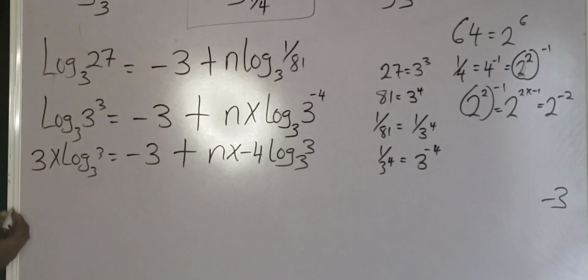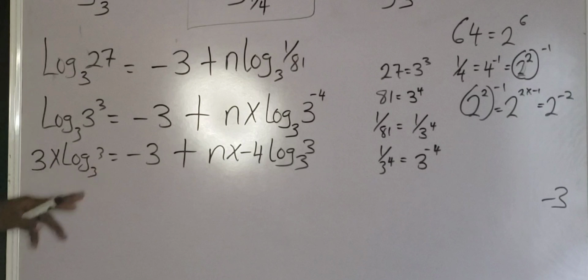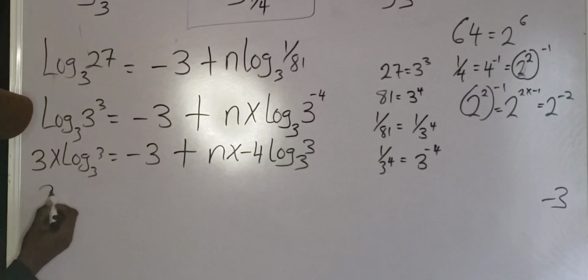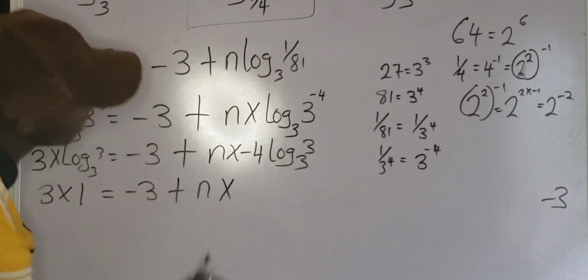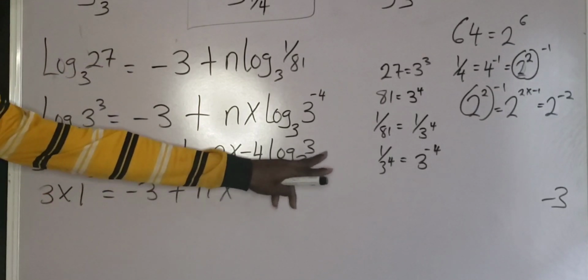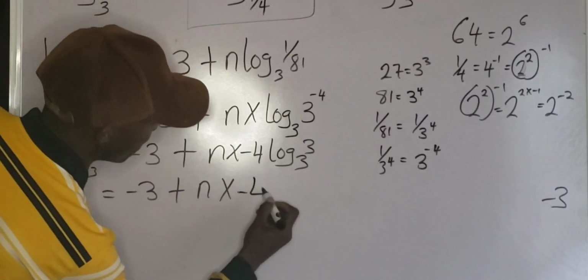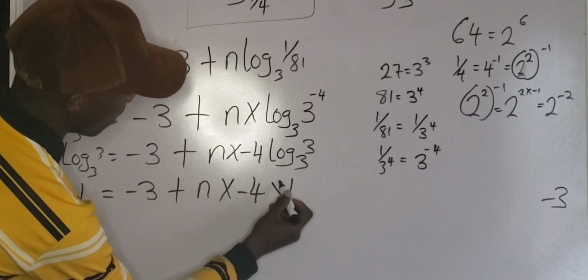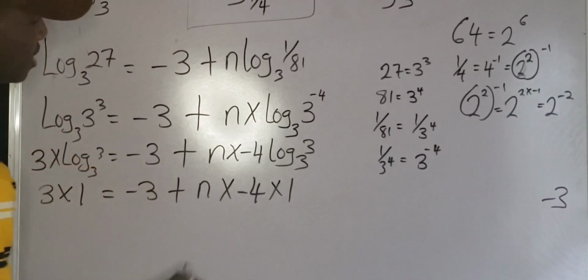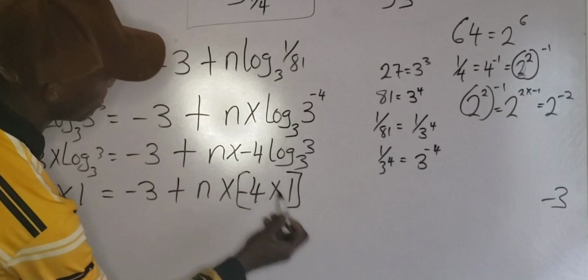Okay, let us proceed. Another law of logarithm states that log 3 base 3, the logarithm of a number to the same base, is 1. So log 3 base 3 is 1. So I'm going to have 3 multiplied by 1 is equal to minus 3 plus n multiplied by. Now, according to that law, log 3 base 3 is also 1. Minus 4 multiplied by 1. Do you understand how I got this? Oh, sorry. It's not minus. Multiplied by 1. Minus 4 multiplied by 1. Okay? It's just as if I have something like this. Do you understand?